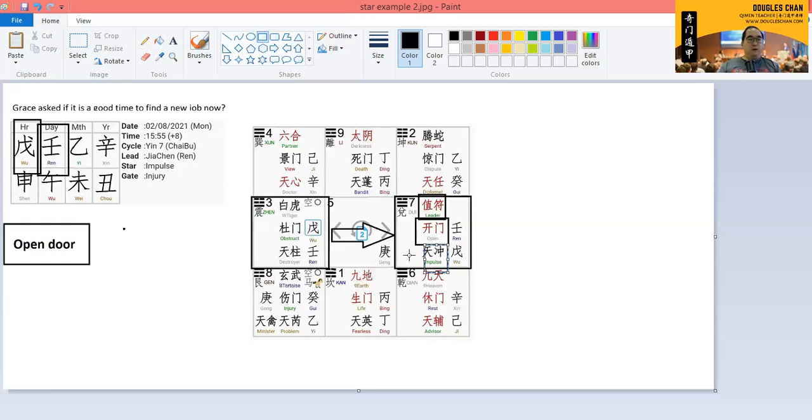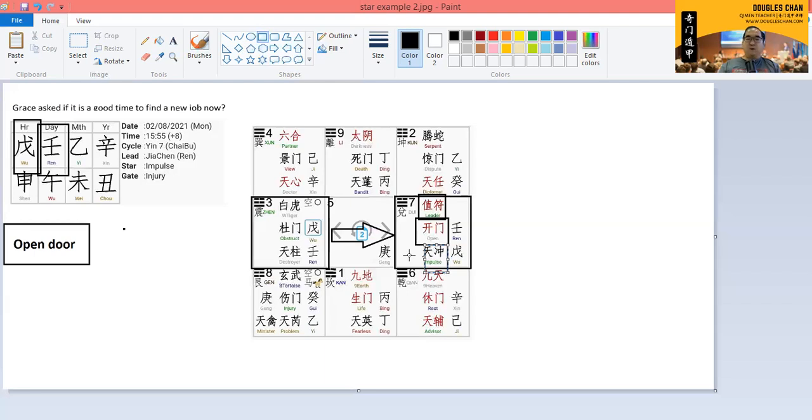Moving forward, we received news that Grace has actually applied for a job, has been successfully interviewed by another company, and has moved on to that company. So we congratulate her, and we hope that she will enjoy this new job and that everything will be okay.